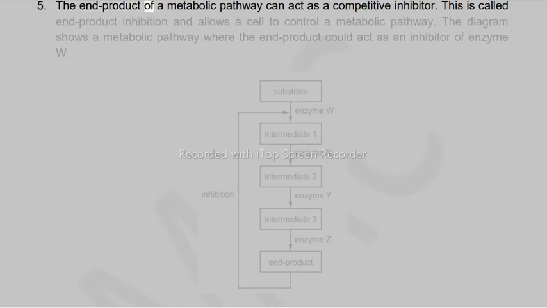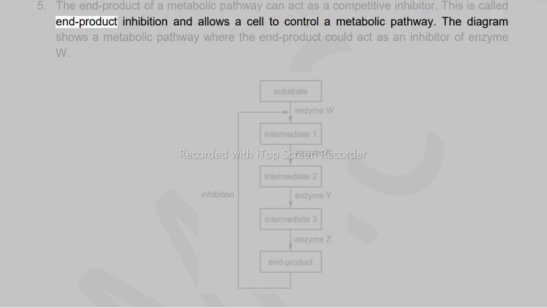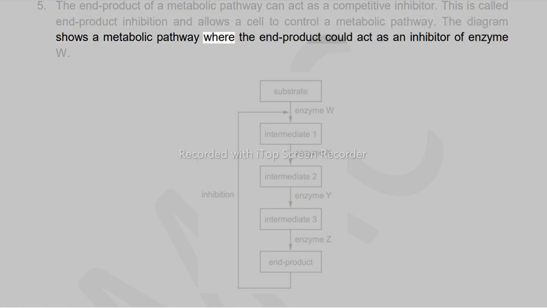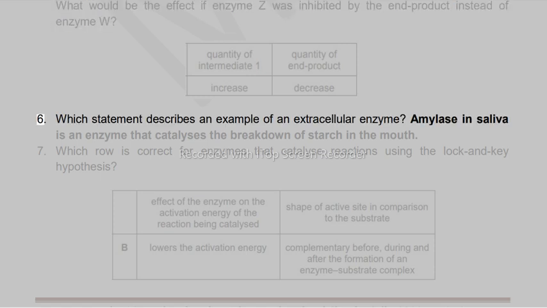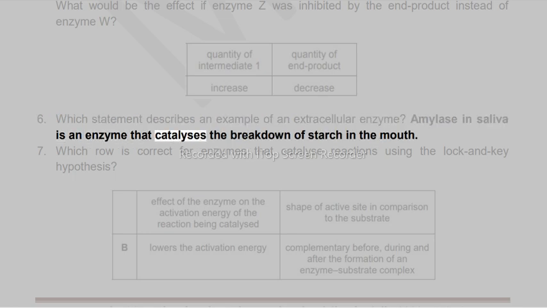5. The end product of a metabolic pathway can act as a competitive inhibitor. This is called end product inhibition and allows a cell to control a metabolic pathway. The diagram shows a metabolic pathway where the end product could act as an inhibitor of enzyme W. What would be the effect if enzyme Z was inhibited by the end product instead of enzyme W? 6. Which statement describes an example of an extracellular enzyme? Amylase in saliva is an enzyme that catalyzes the breakdown of starch in the mouth.